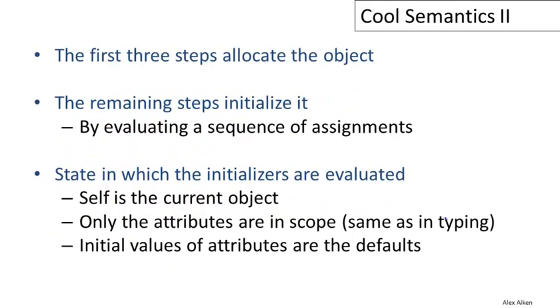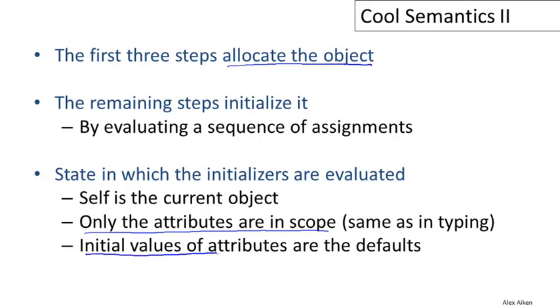To summarize the semantics of new, notice that the first three steps allocate the object. Those are the things that actually allocate the memory for the object. And then the remaining steps initialize the object by evaluating a sequence of assignments. One of the most important things to understand about initialization is the context, or the state, in which the initializers are evaluated. Notice that only the attributes are in scope. We emphasize that. And it's the same rule as in typing. When you're type checking a class declaration, only the attributes are in scope for the initializers of the class. And naturally that's the same thing we use when we actually evaluate the initializers at runtime.